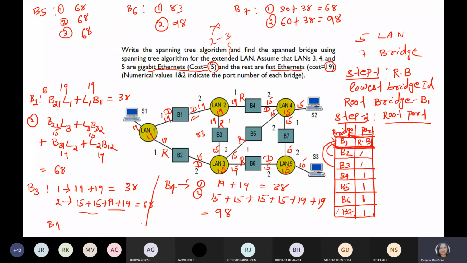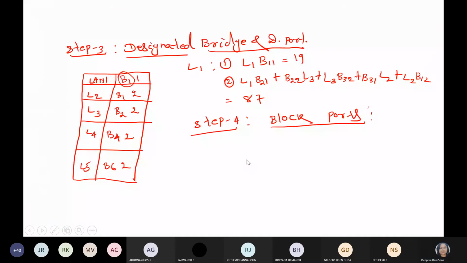So now we will find out. For bridge 1, 2 ports are reserved. For bridge 2, root port and designated port. For bridge 3, port 1 is root port, but port 2 is empty. It is not associated with any root port or designated port, so we have to mark it as the block port. Okay, so let's have a look. B3 port 2 is the block port.